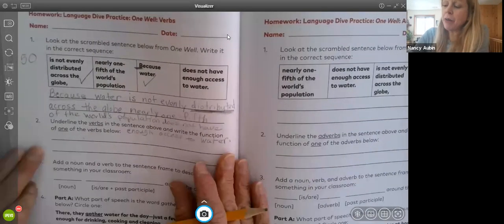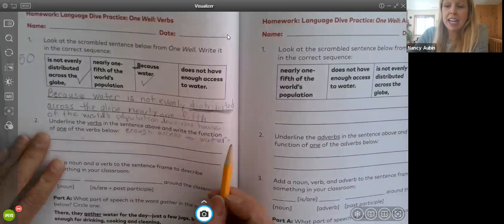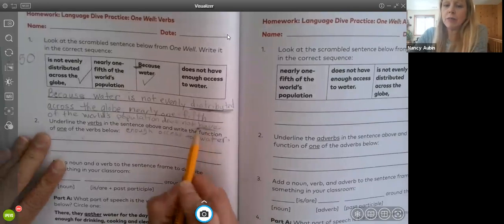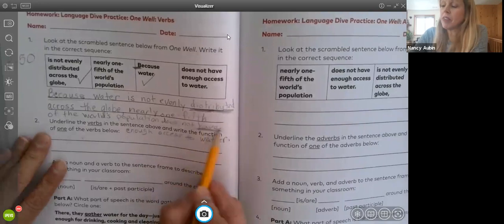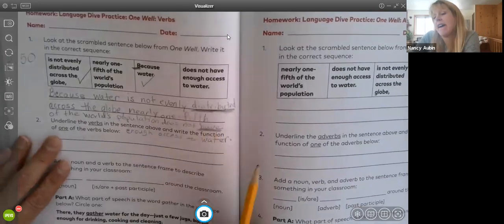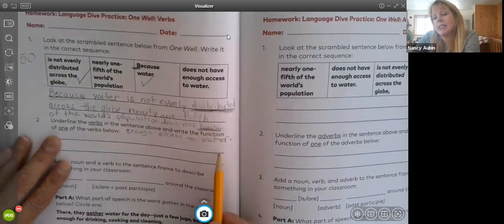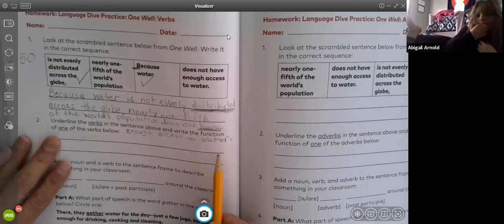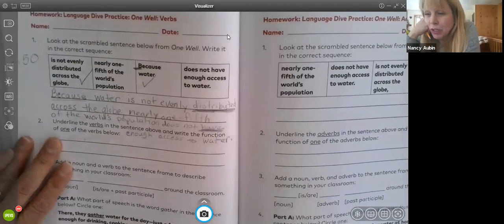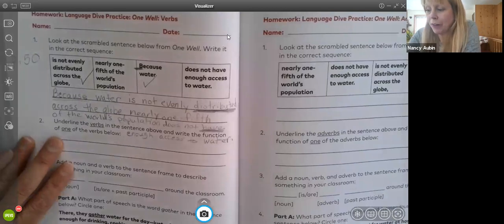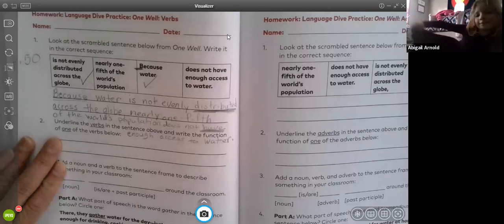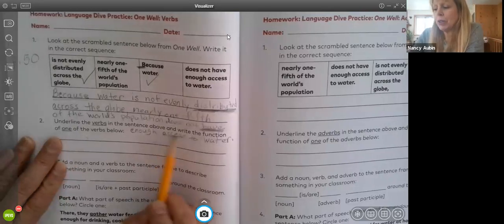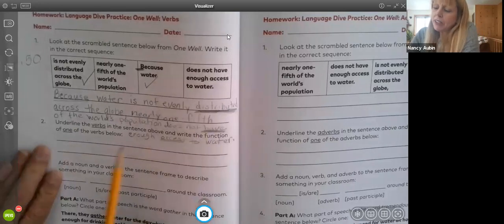Is there another one? Abby, what do you think? Look down here. 1/5 of the world's population does not what? Have. Yeah, have. Remember we read it in that book that sometimes our words don't always show the action, but they are verbs. They don't have enough. They can't access, right? Access is something you do. Okay, so we underline the verbs in the sentence.